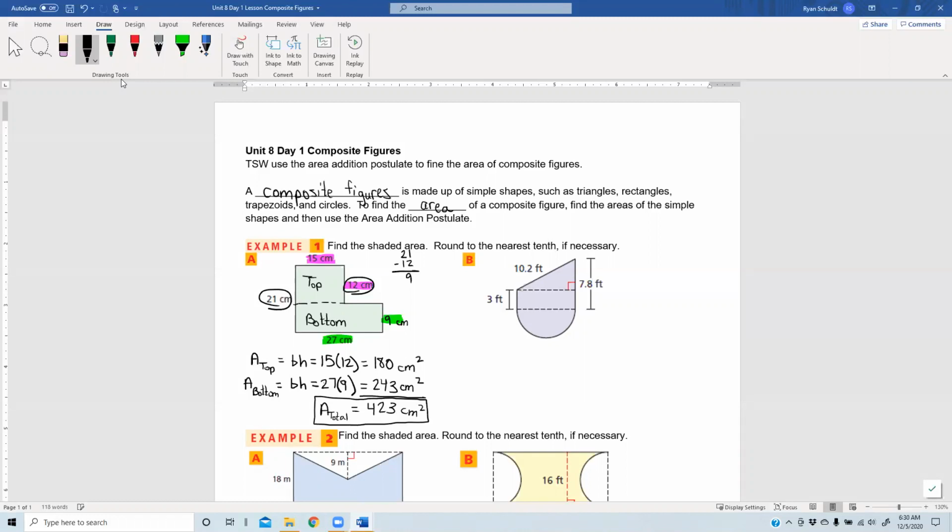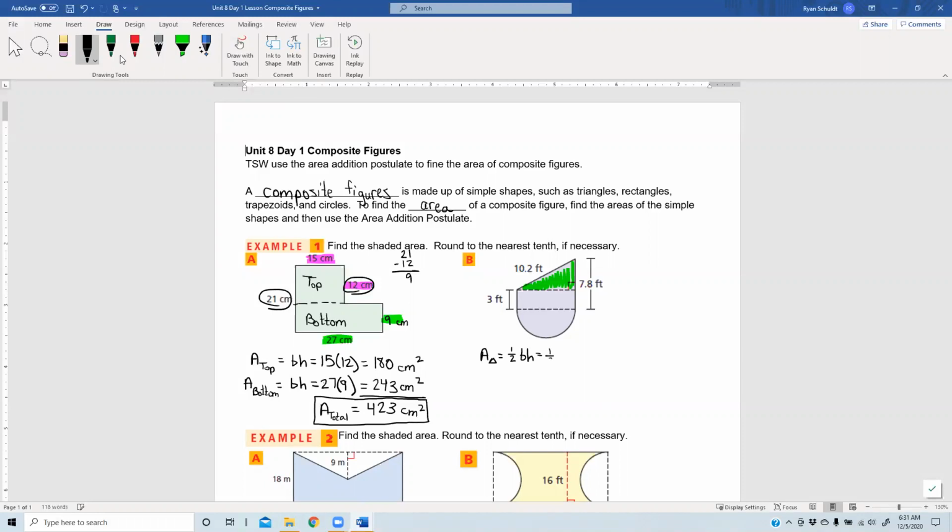Okay, next one. Looks like we have 3 different shapes here. Yikes. We have a triangle up here in green, and I'm going to color it in green. So let's just start there. Let's find the area of that triangle. So I'm going to say down here, area of the triangle. Well, what do we need for a triangle? We need 1/2 base times height.